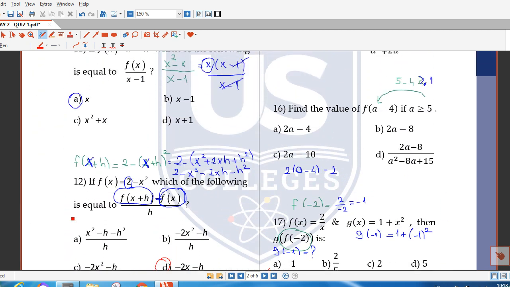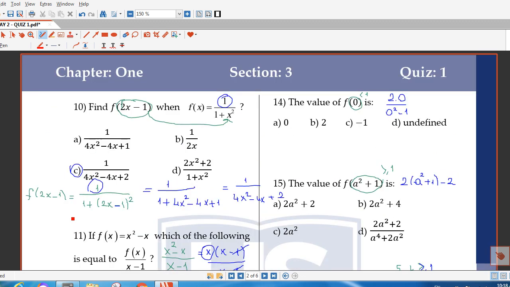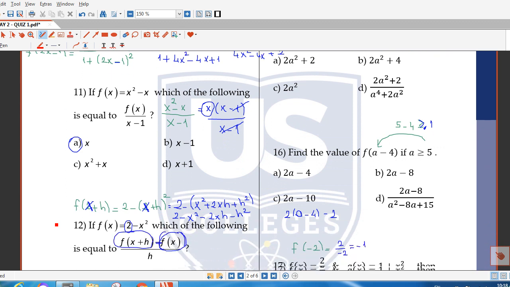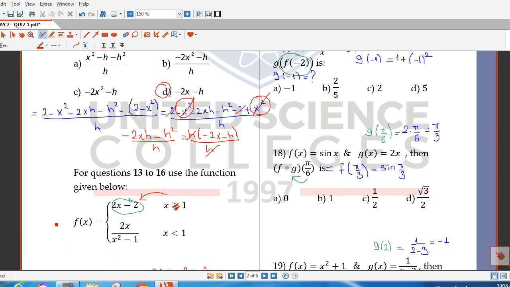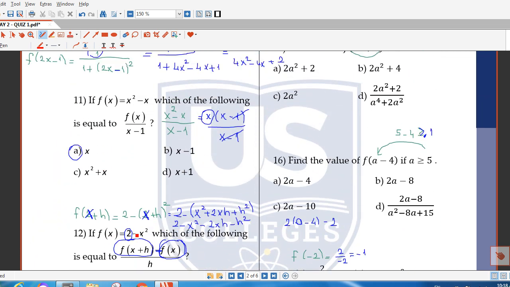Question 14, the same piecewise function will be used. f of 0. Let's turn back to the function. 0 is here. 0 is a number which is less than 1, so it is the rule. 2x over x squared minus 1 will be used as f of x.